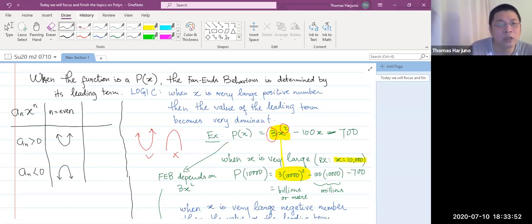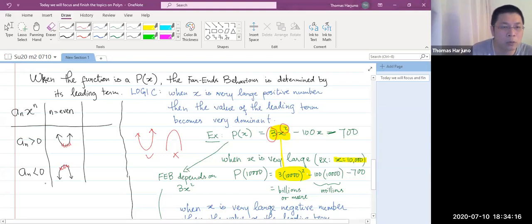Okay, now the thing is, we don't know what happened in between though. It's actually up and down, the in-betweens, we don't know. But when we go very, very far to the right, for this example, it will be going to positive infinity. Very far to the left, it's also going to positive infinity.